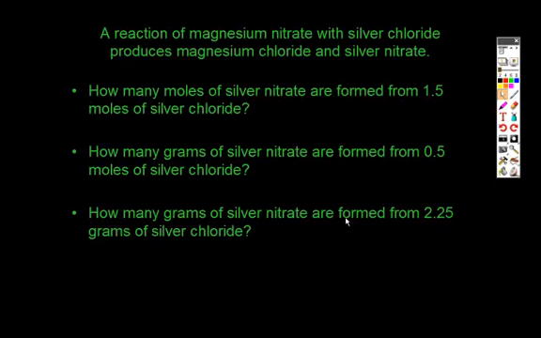So the problem we're going to look at here is a reaction of magnesium nitrate with silver chloride produces magnesium chloride and silver nitrate. We'll be determining how many moles of silver nitrate are formed from 1.5 moles of silver chloride. Then we will determine how many grams of silver nitrate are formed from 0.5 moles of silver chloride. And lastly, how many grams of silver nitrate are formed from 2.25 grams of silver chloride.